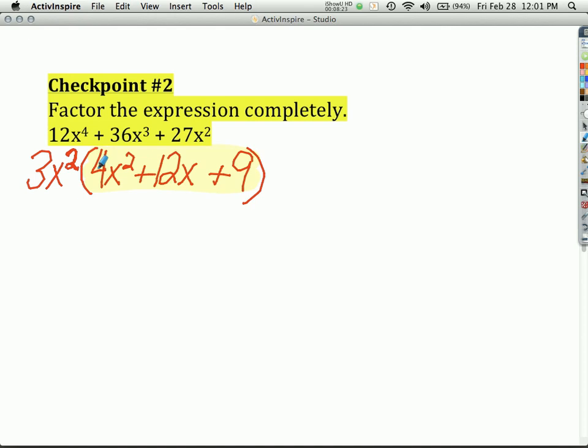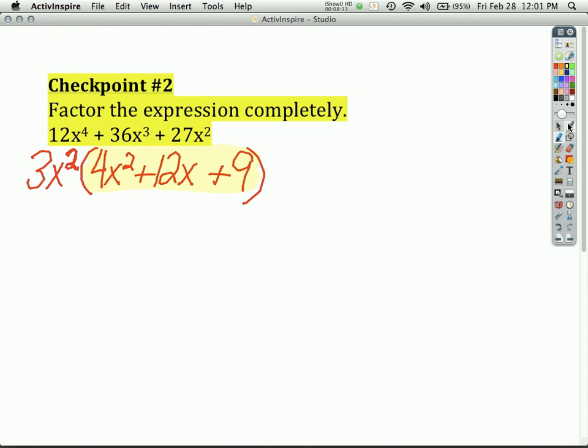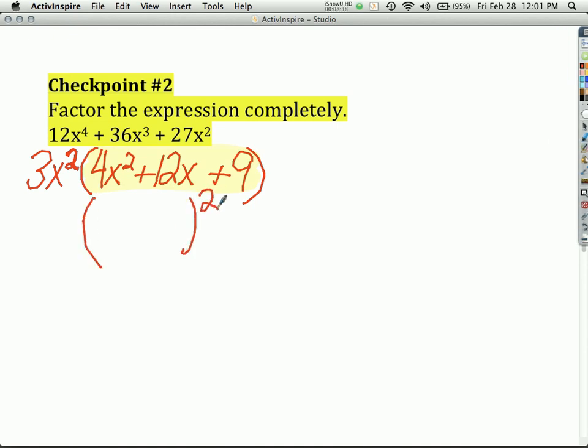This is a perfect square. That's a perfect square. The square root of this is 2. The square root of that is 3. 2 times 3 is 6. Times 2 is 12. That's a perfect square trinomial, and it factors very easily into this. Square root of the first term, square root of the last term, whatever symbol is here goes here. Then we have the 3x squared out front.